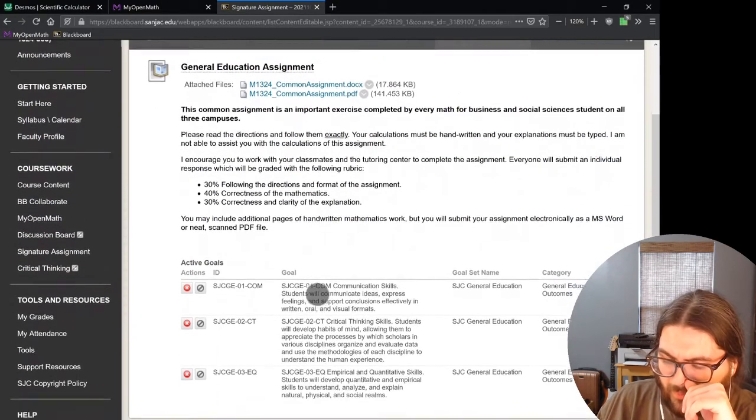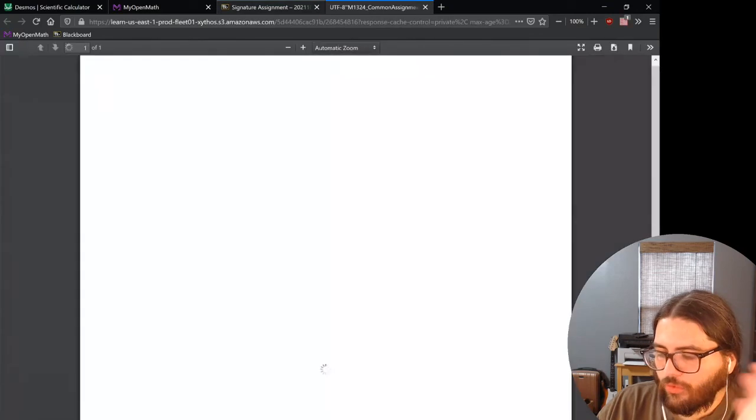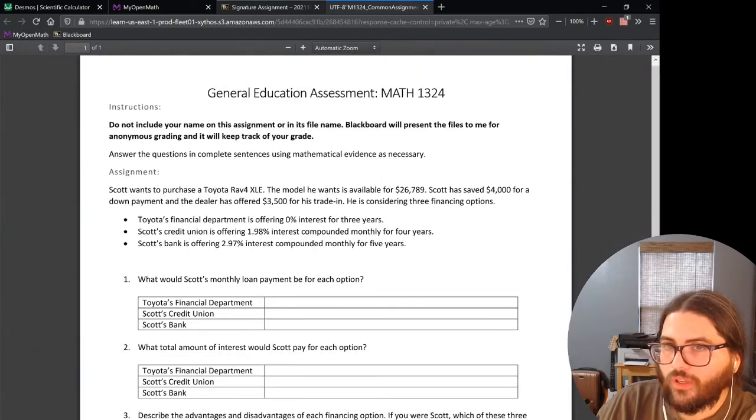This is the assignment. I can't help you too much with it because technically I'm not supposed to. You're supposed to be able to do this all on your own. If you've done well in this class and done all the homework assignments, you should be able to do this assignment.